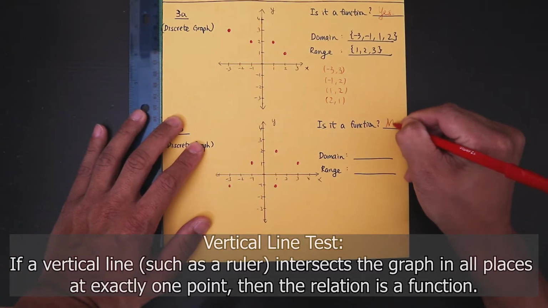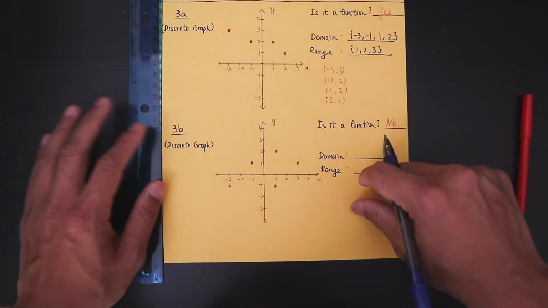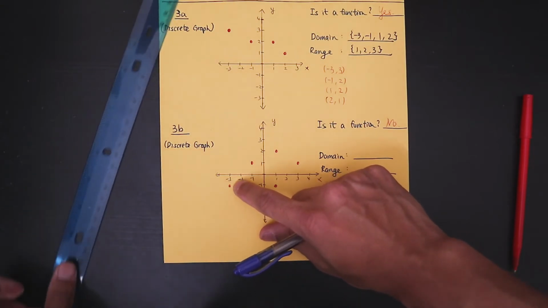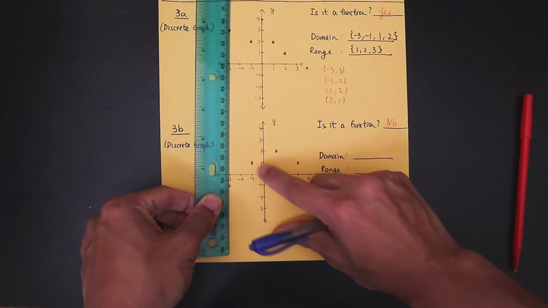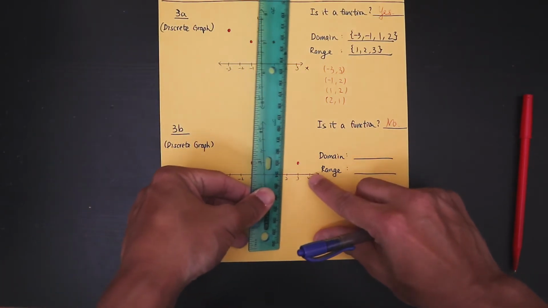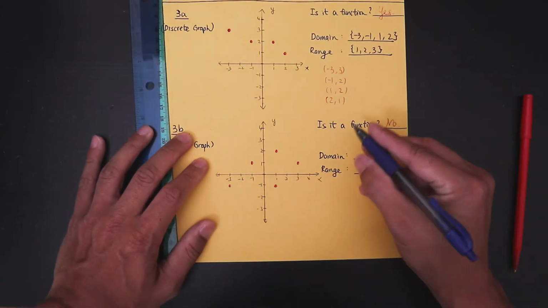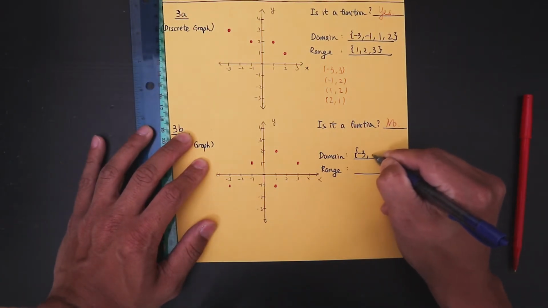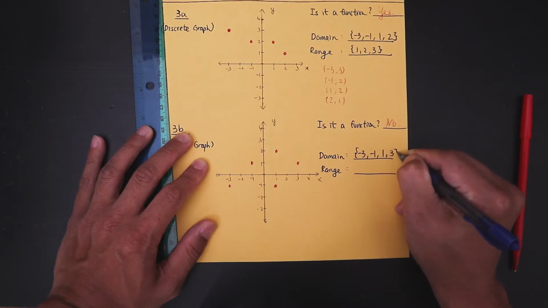We're going to say it's a no. Okay. And then for the domain, all you have to do is scan from left to right and look at the x values. So -3, -1, 1, and 3. So we're going to write that: -3, -1, 1, and 3.